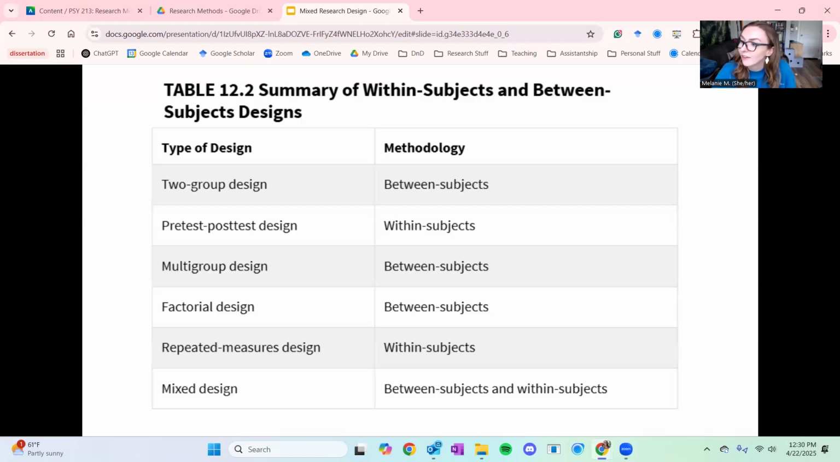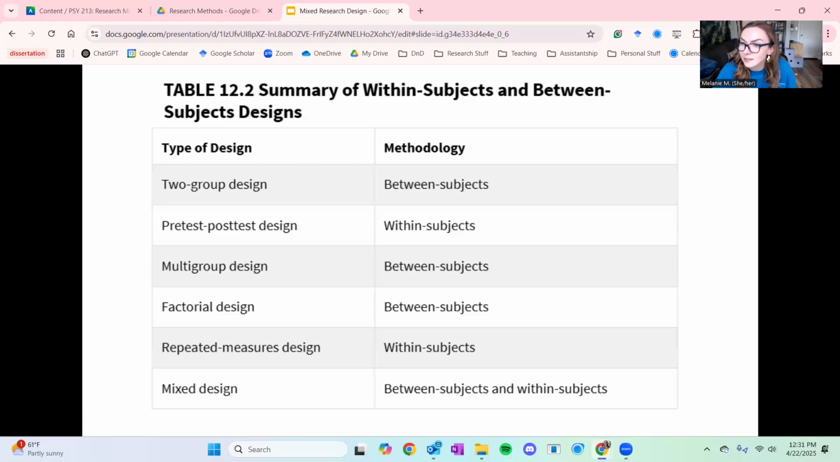Then we have that factorial design, which in its most traditional form uses only between subject variables. So if we have two independent variables like the treatment type and the setting of that treatment, you might assign different groups to each combination of those things to test for differences between them. We also have a repeated measures design, and this is within subject. This is where all participants experience all levels of the independent variable, and it's very efficient in terms of sample size, so you can use fewer participants and it increases that statistical power, but there are more risks of those carryover effects we talked about a few weeks ago.